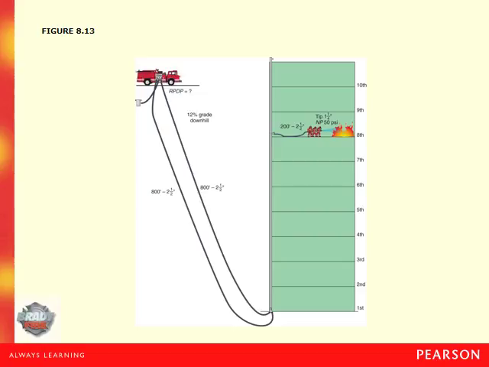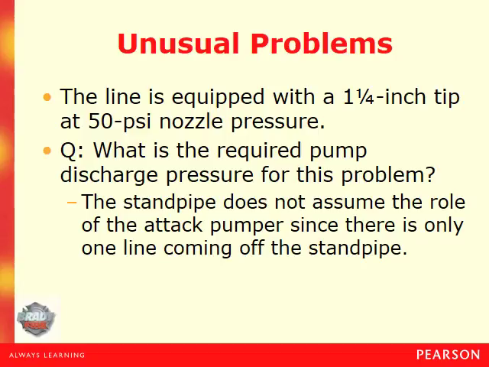So the problem looks something like this. You have your pumper, you're pumping downhill at 12% grade. 800 feet of 2.5. So we automatically know we're going to get some head pressure on that. Then you have your standpipe up to the 8th floor, and it's a 1.25 inch tip at 50 psi and 200 feet of 2.5. So again, we'll have to figure out the gallonage on that in just a minute. So what is the required pump discharge pressure for this problem? The standpipe does not assume the role of the attack pumper since there is only one line coming off of the standpipe.